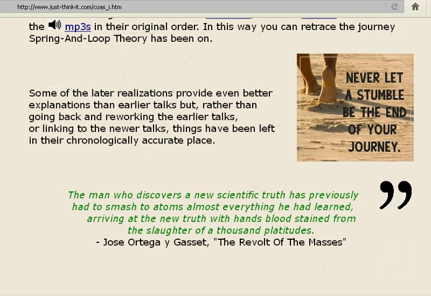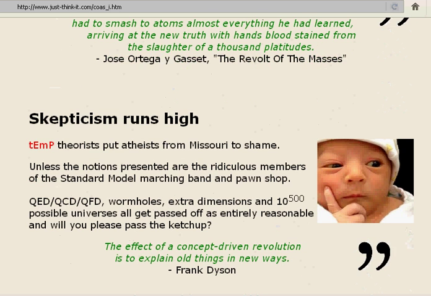The man who discovers a new scientific truth has previously had to smash to atoms almost everything he had learned, arriving at the new truth with hands bloodstained from the slaughter of 1,000 platitudes. José Ortega y Gasset, The Revolt of the Masses. Skepticism runs high. Temp theorists put atheists from Missouri to shame, unless the notions presented are the ridiculous members of the standard model marching band and pawn shop. QED, QCD, QFD, wormholes, extra dimensions, and 10 to the 500 possible universes all get passed off as entirely reasonable, and will you please pass the ketchup?